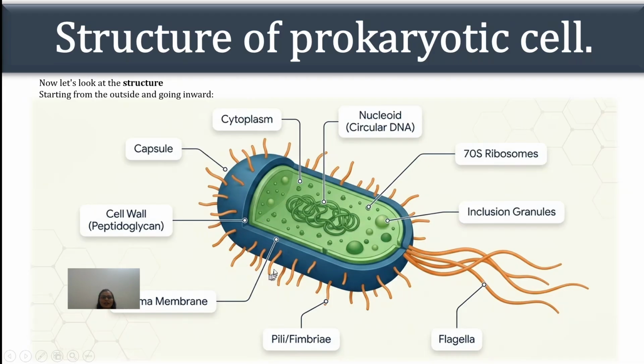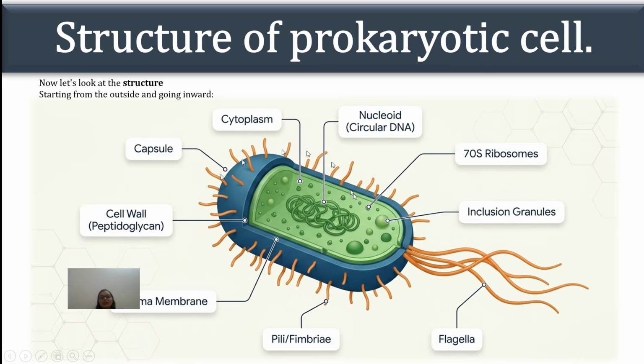Now let's look at the structure starting from the outside. Some organisms may have a capsule outside the cell wall structure. After the capsule there is the cell wall. Most organisms contain a peptidoglycan structure. The difference between gram positive and gram negative we will cover in another lecture series. In general, the prokaryotic cell wall is made up of a peptidoglycan layer. After the cell wall structure, there is the plasma membrane.